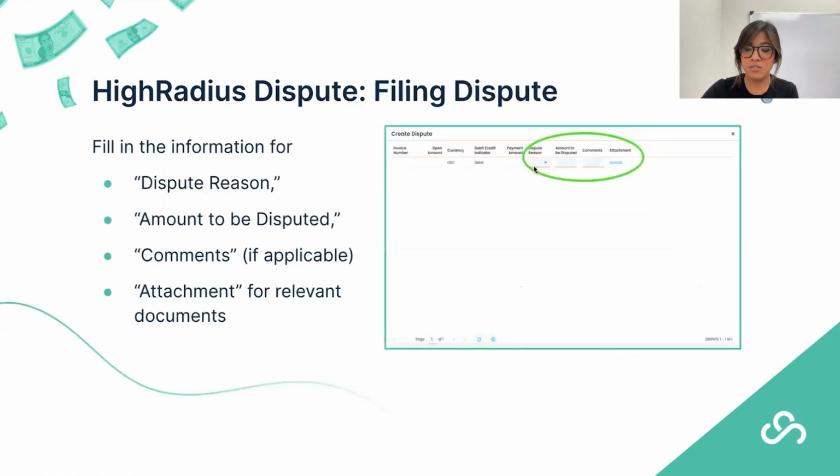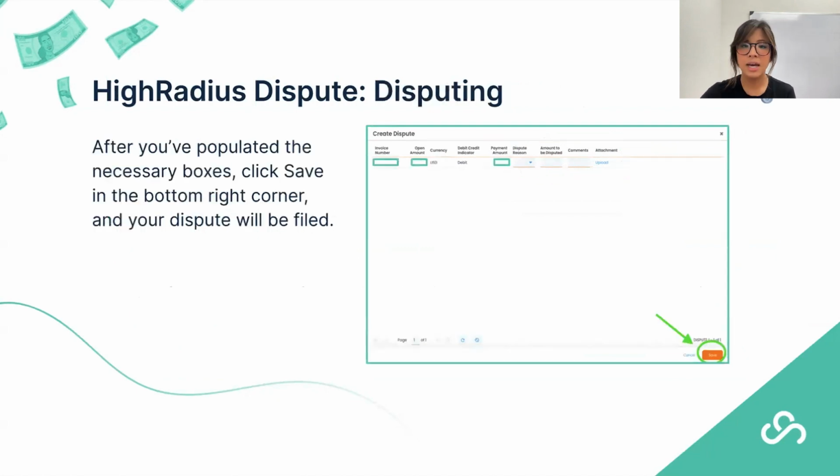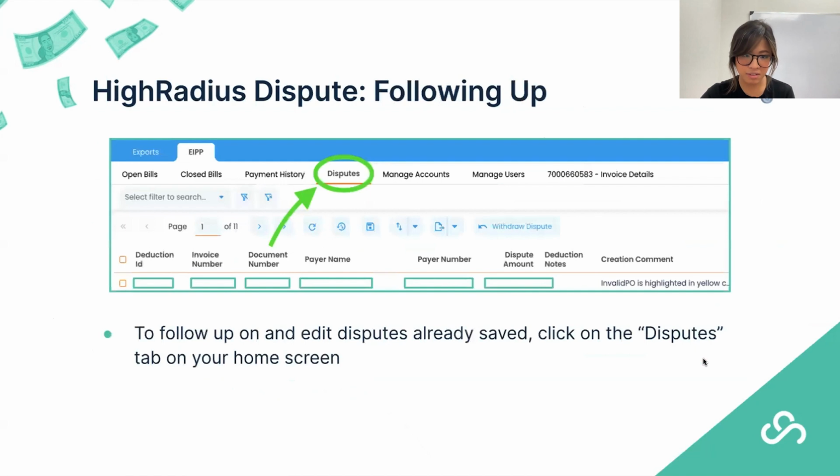And again, you're going to fill in all of that information that we talked about. So what is your dispute reason? What are you trying to dispute? And what are comments if available? And then you can also upload your attachments there. So PODs, BOLs, emails from the buyer, supplier agreements, whatever it is, that is where you'll fill that out. From there, you can hit the save button. And then after that, you're going to have to fill out your invoice number, open amount, all that good stuff. And then hit the save button, and that will actually send that over to HighRadius.